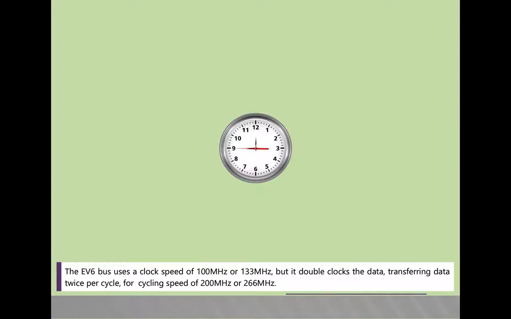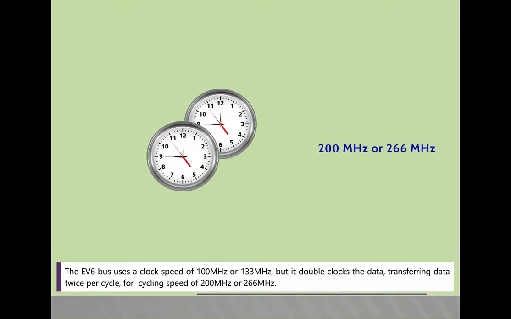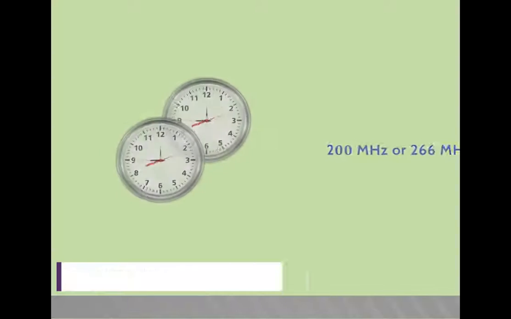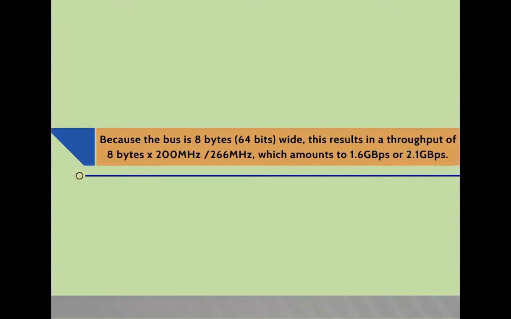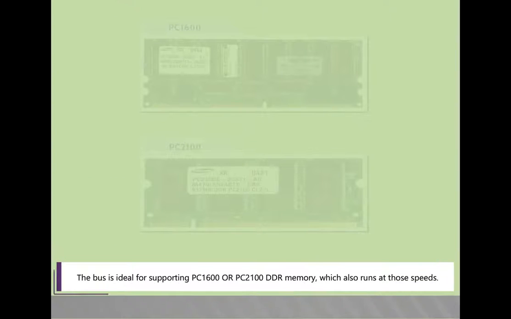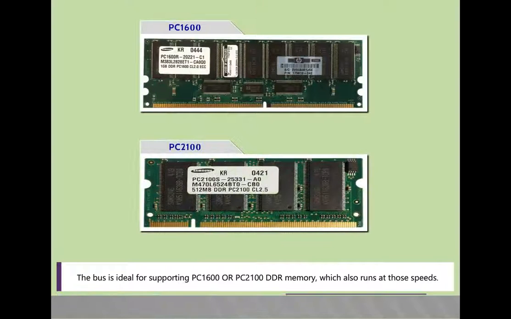The EV6 bus uses a clock speed of 100 MHz or 133 MHz, but it double clocks the data, transferring data twice per cycle for an effective speed of 200 MHz or 266 MHz. Because the bus is 8 bytes, that is 64 bits wide, this results in a throughput of 8 bytes times 200 MHz or 266 MHz, which amounts to 1.6 GBps or 2.1 GBps. The bus is ideal for supporting PC1600 or PC2100 DDR memory, which also runs at those speeds.